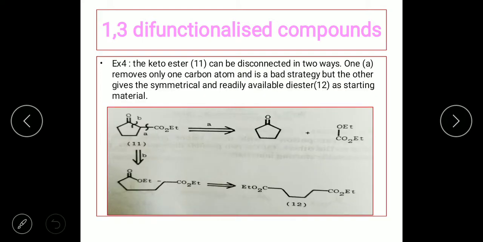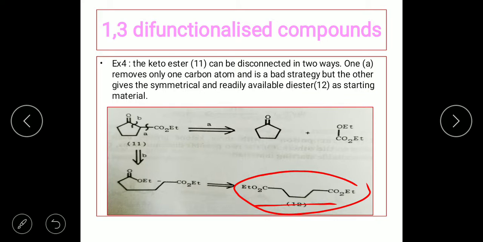Next, the keto ester 11 can be disconnected in two ways. One, by A, removes only one carbon atom and is a bad strategy, but the other gives the symmetrical and readily available diester as starting material. So here you can make use of the ring opening, because it is much better, as you're going to get a symmetrical molecule as a starting material. Okay, so this is much easier, because once you get a compound like this, the next step would be the cyclization. So hence it is always preferred.